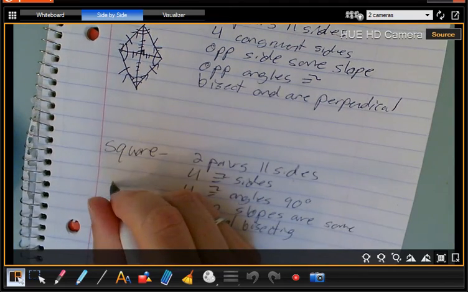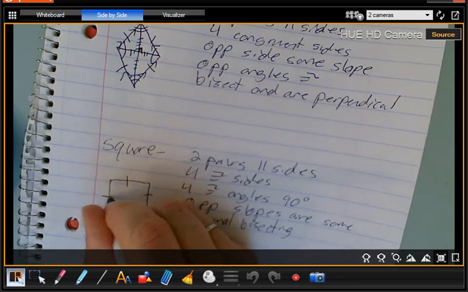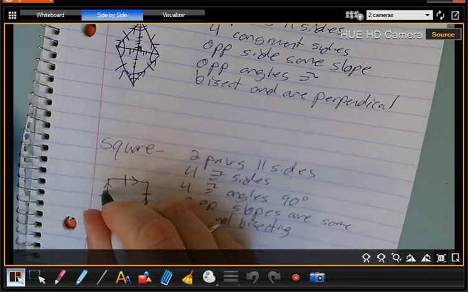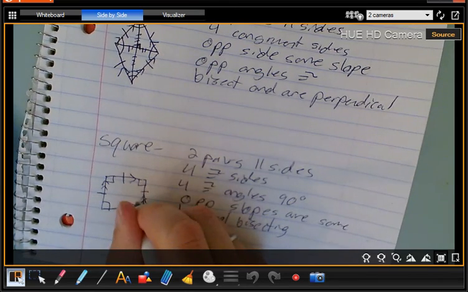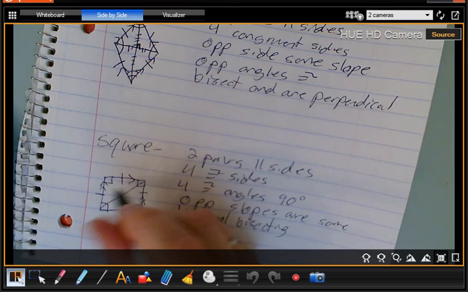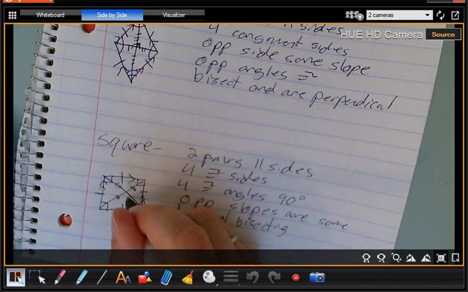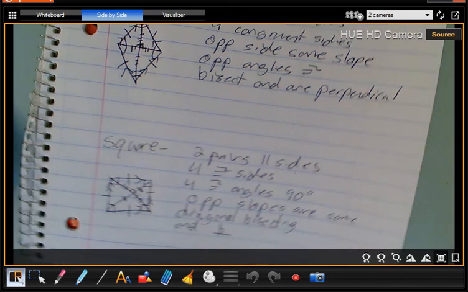Okay, so if we're going to draw a square, we have four congruent sides. Opposite sides are parallel. It has four right angles. Diagonals bisect and are perpendicular, meaning 90 degrees. Okay, so that's it for each of these.